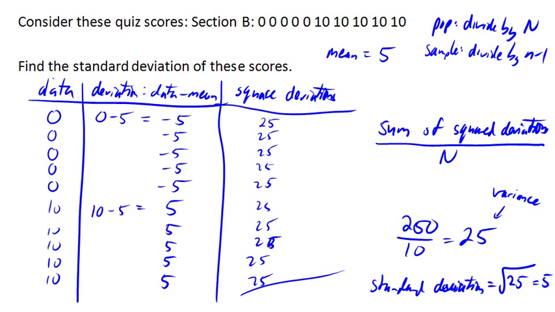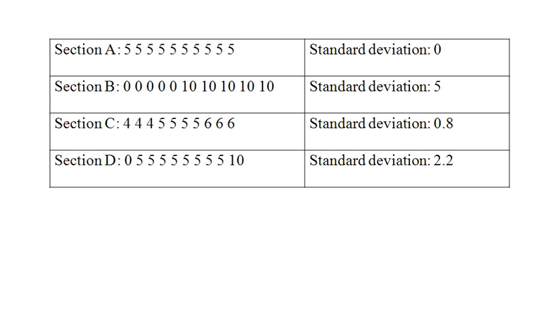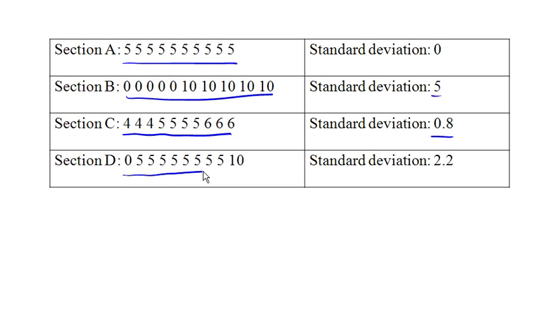Now, for comparison, let's look at all of our other data scores. When all of our scores are the same, the deviation is going to be 0. The data set we just looked at had a deviation of 5. In this case, all the scores are much closer to the mean, and so the standard deviation is going to be smaller. In this case, even though we had the same mean and median and range as our data set B, the standard deviation here is much smaller because most of the data is very close to the mean, and we only have a few values that are further out.